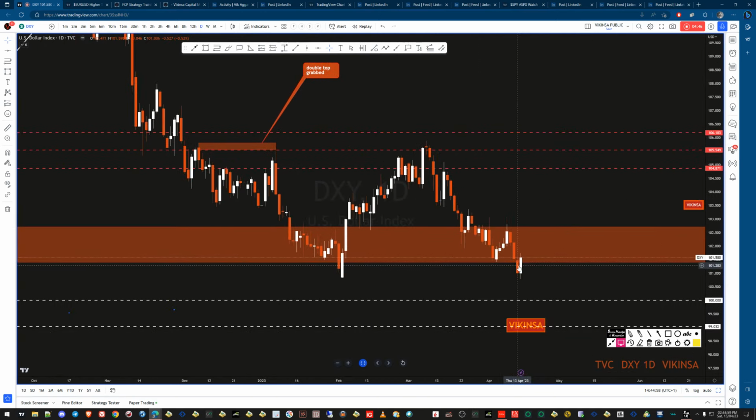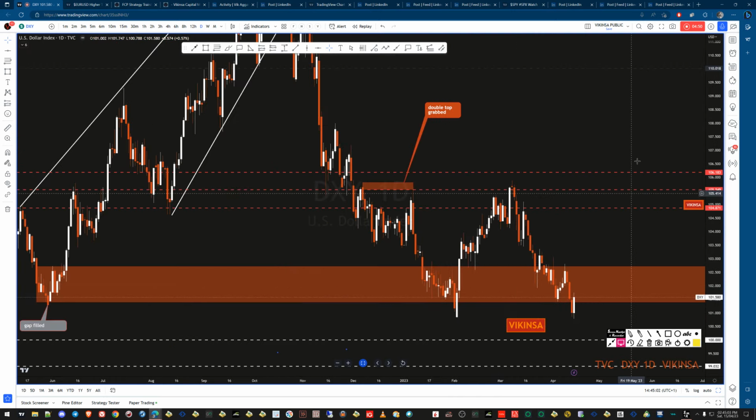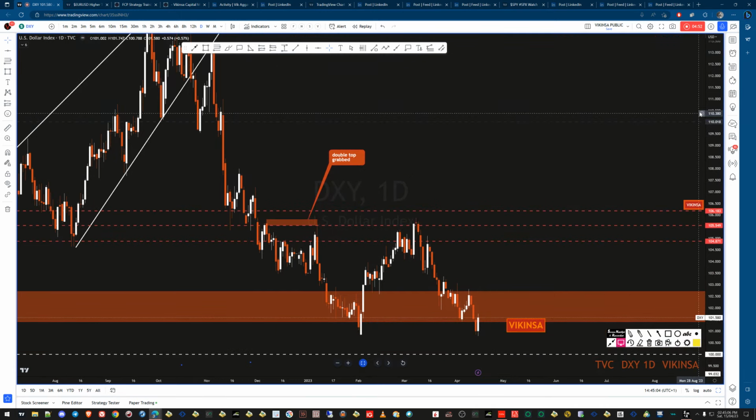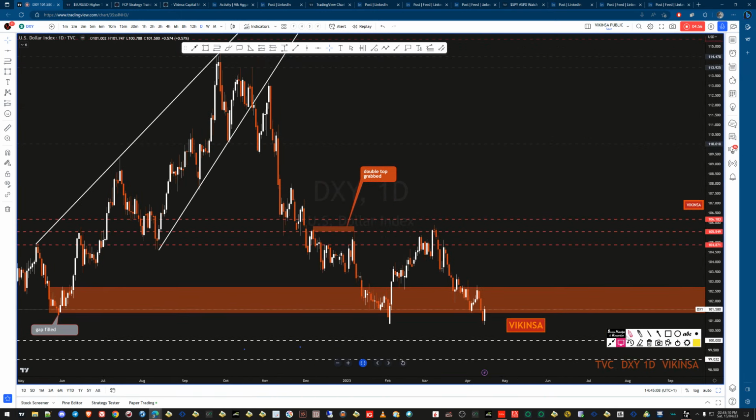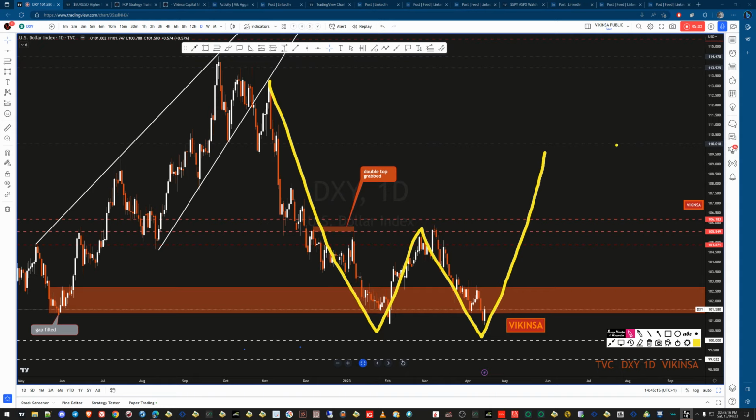We are already in the FCP zone here, right? The market has come to this, and now it is in the FCP zone. As you can probably visualize, we have a potential W pattern forming. This is the one that I was just talking about. This can still push the dollar to 110 or maybe higher as well, right?